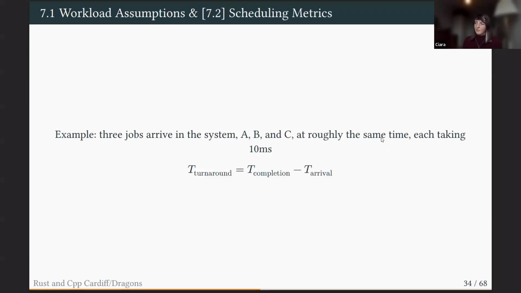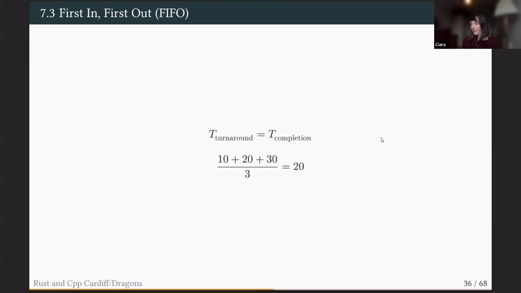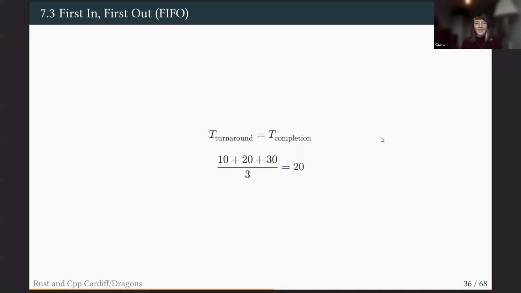So they've arrived at the same time, but something's got to arrive ever so slightly first. Let's say A arrives first, we run it to completion. Then B, run to completion. Then C, we run to completion. The turnaround time, because they all arrived at the same time, is just going to be the completion time. The first one finished after 10 milliseconds, the second one finished after 20 milliseconds, and the third one after 30, because they each took 10. So this is a turnaround time averaging about 20 milliseconds, I think, for our units.